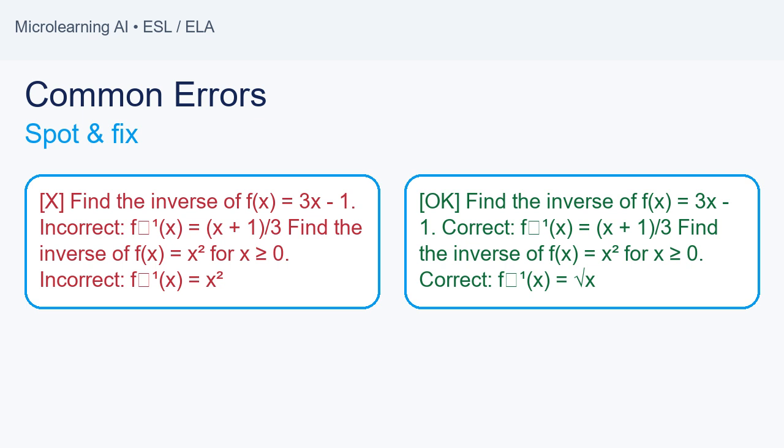Correct versions are: find the inverse of f(x) equals 3x minus 1. Correct: f inverse of x equals (x plus 1) over 3. Find the inverse of f(x) equals x squared for x greater than 0. Correct: f inverse of x equals square root of x.